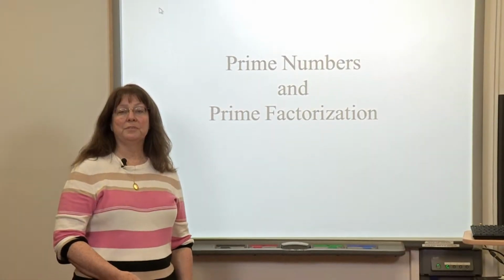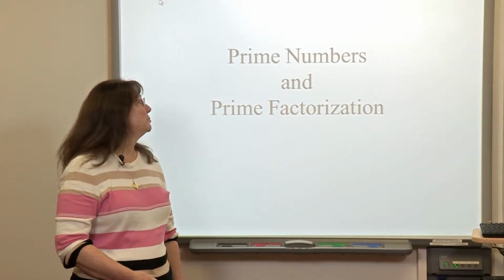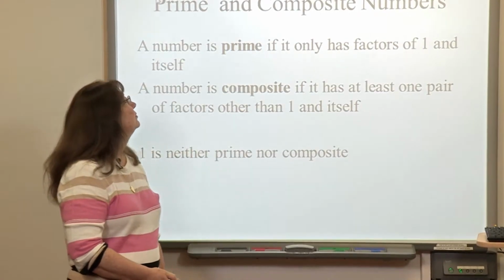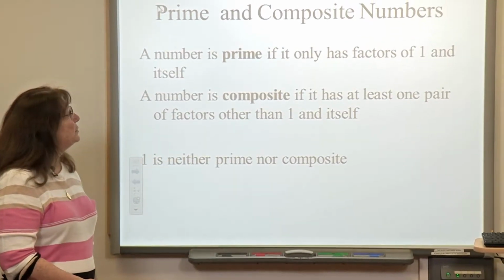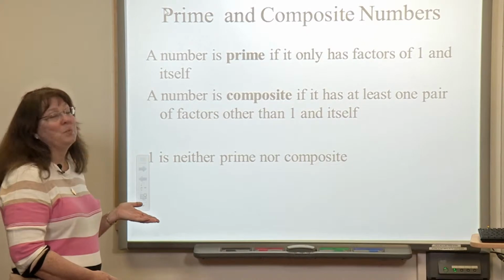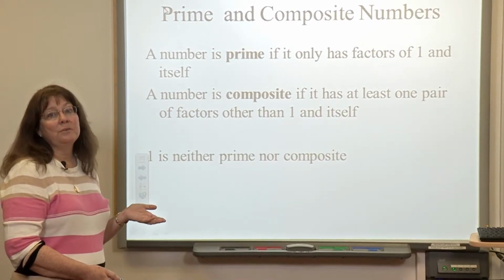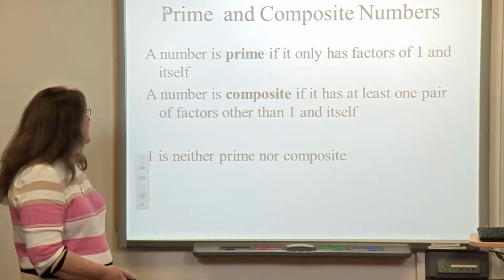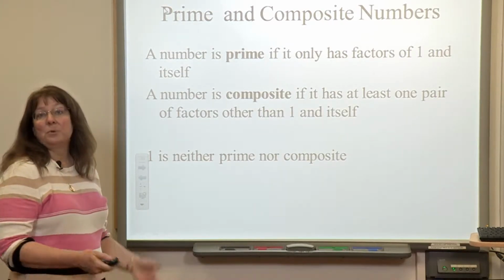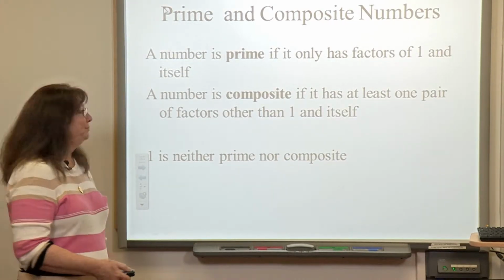The topic we want to do for this first video is working with prime numbers and prime factorization. When you work with prime numbers, a prime is a number that has factors of only 1 and itself. A composite number would have factors other than 1 and itself. 1 is neither a composite nor prime. It's like the exception to the rule.